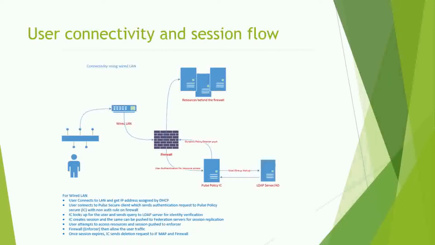Step 4. Infranet Controller creates a session and pushes it to federation servers for session replication, ready to be shared with the firewall. Step 5. User attempts to access resources and the firewall requests the session from Infranet Controller. Step 6. Firewall then allows the user traffic. Step 7. Once the session expires, Infranet Controller sends a deletion request to the federation server and firewall.